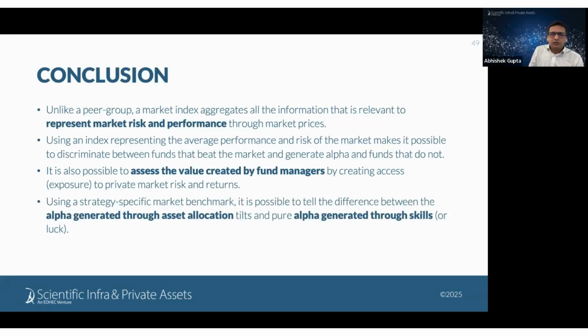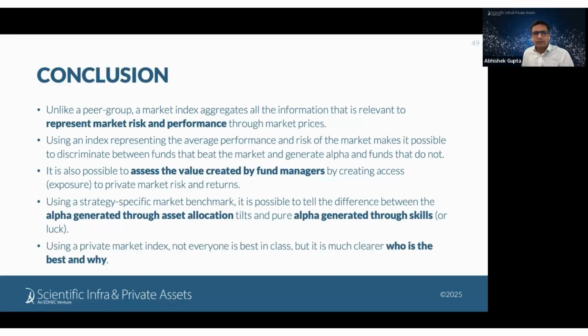And using a strategy-specific benchmark, I showed you that we can build a custom benchmark by following the sector and geography of a fund. We can isolate these two effects and compare them, to see how much of that alpha is actually generated through skill versus allocation decisions of the manager. And finally, using a private market index, we know that not everybody is best in class. We showed you just now, but it's also clear who is the best and why.